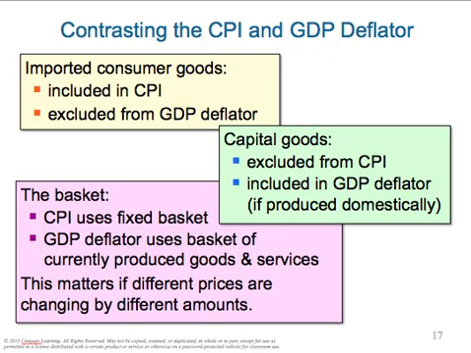Now, contrasting CPI and GDP deflator, imported consumer goods are included in CPI but excluded from the GDP deflator. Okay, little apples and oranges there. Capital goods are excluded from CPI but included in the GDP deflator if produced domestically. The basket: CPI uses a fixed basket, which for all the reasons we talked about before can overstate the CPI. Things in the basket may change, and it won't change as quickly as you change what's in your basket. The GDP deflator uses baskets of currently produced goods and services. It's a little more inclusive. This matters if different prices are changing by different amounts. Very dynamic situation, trying to take a static look.